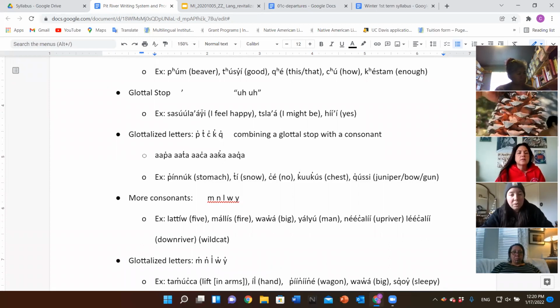So here we have some example words. Sasula ai. So you can hear that little glottal stop right there. Or here we have sla-a. I know this TS is kind of crazy looking, but sla-a. And then this is probably a word a lot of you guys know. He-e. So that little stop right there is this apostrophe.